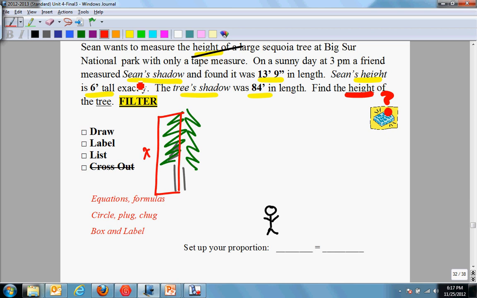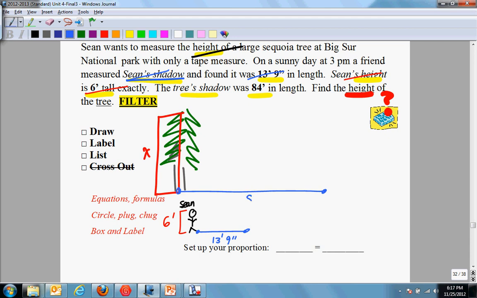And it says here, on a sunny day, measure Sean's shadow. So Sean's shadow, we'll go like this, is 13. Move Sean a little bit away from our proportion here. Here's Sean. Sean's shadow is 13 feet 9 inches. I'm going to cross this out as I account for it. And Sean's height is 6 feet. Notice we're crossing out as we label. And the tree shadow is 84 feet. We want to find the height of the tree.